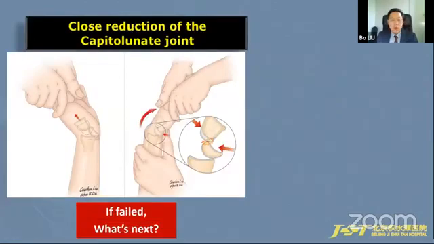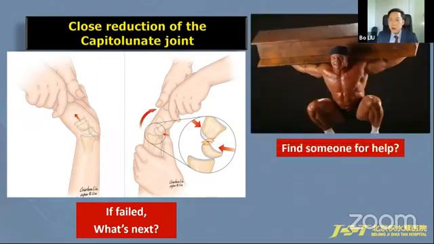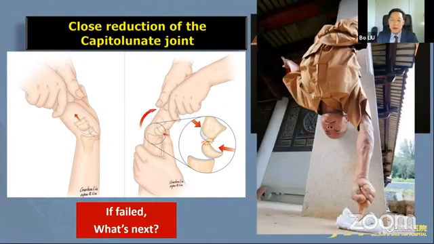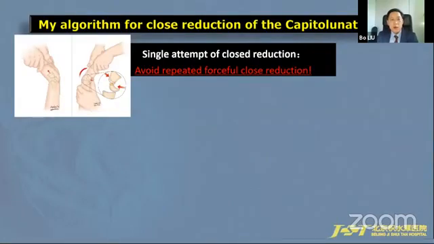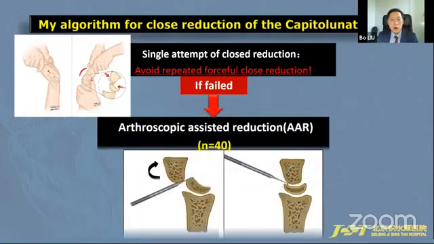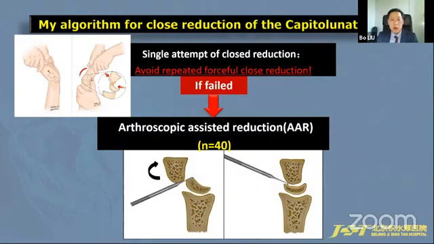So we try closed reduction at the emergency room, but we all know that closed reduction is not always successful. If this failed, what is next? Maybe if you think you are not strong enough, you try to find someone to help you. Yes, of course, in my country we can always find someone who is stronger than you. However, we found that blind, repeated, forceful closed reduction may lead to secondary damage to the capitate cartilage, which is shown here. So our algorithm for closed reduction of the dislocation is we just try a single attempt, avoiding repeated forceful closed reduction. If the closed reduction fails, we will proceed to arthroscopic assisted reduction, AAR.